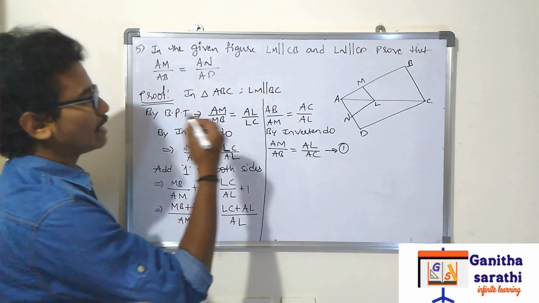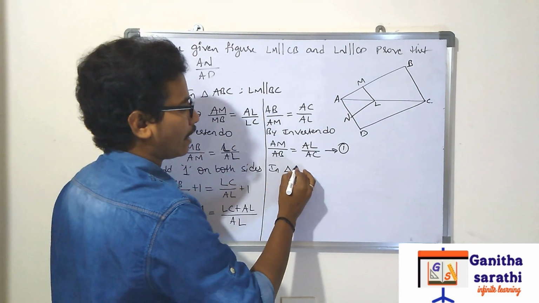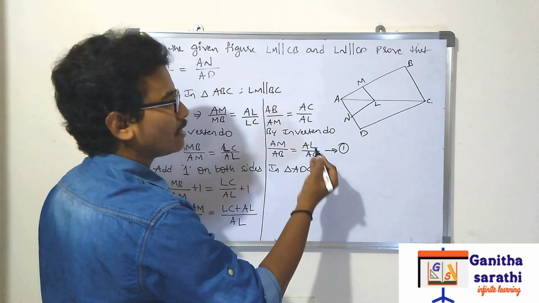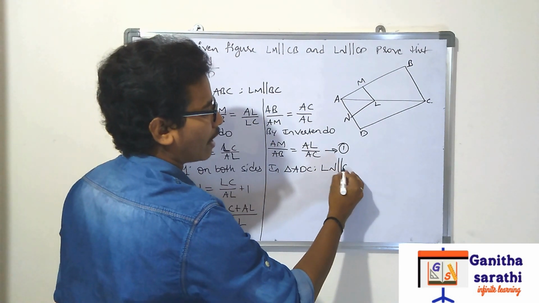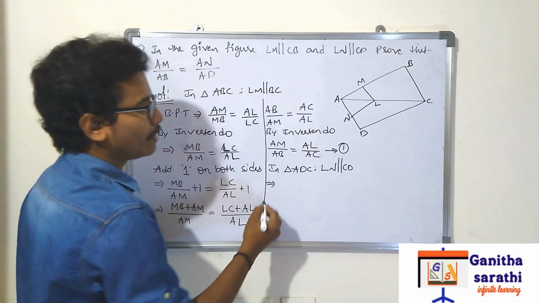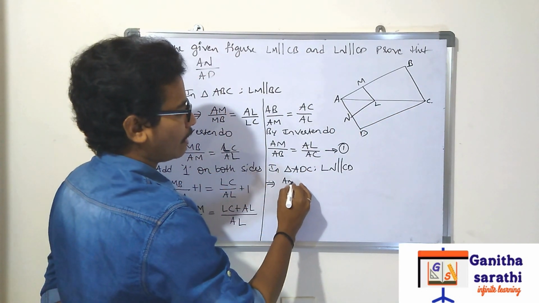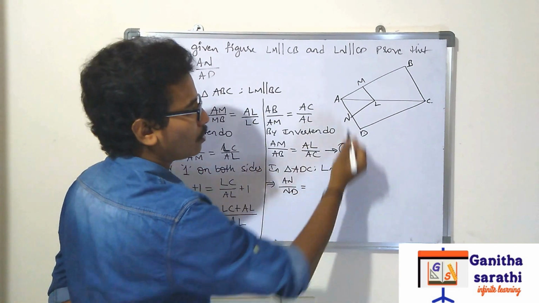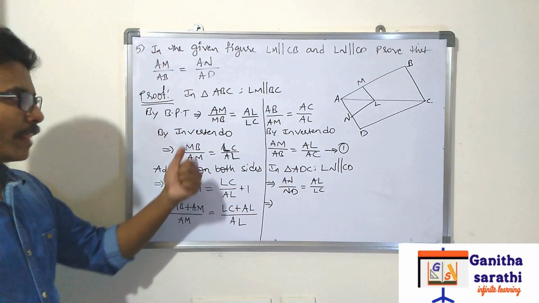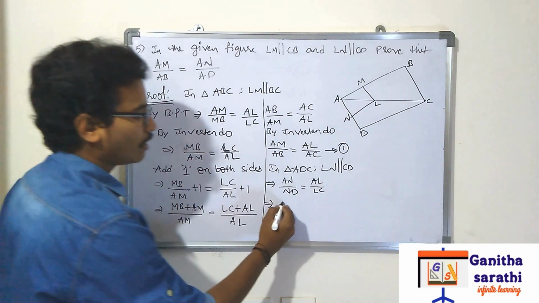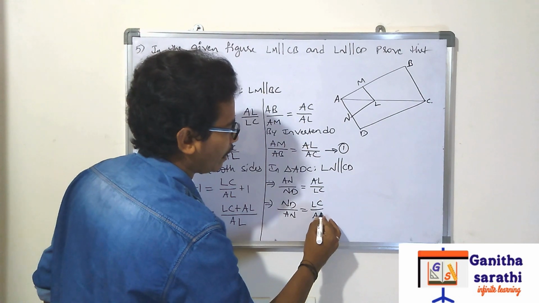Got it. Now in the same way we will do it for triangle ADC. In triangle ADC, what is the parallel line? LN is parallel to CD. Then what will be by BPT? If LN is parallel to CD, AN by ND is equal to AL by LC. The same process will be repeated: again invert. ND by AN is equal to LC by AL.